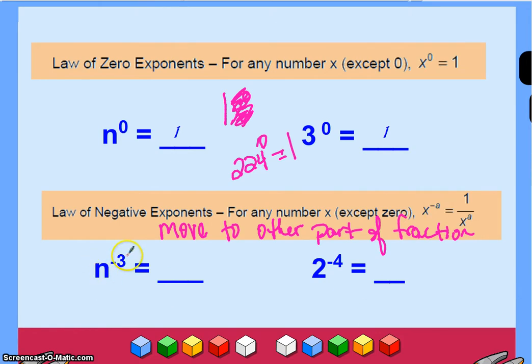So if you had n to the negative 3, in order to move it, you've got to think of it as a fraction. So think of it as n to the negative 3 over 1. This is going to move to the bottom. So the bottom is now n to the positive 3. The key here is you can't leave the top of your fraction empty, so you put a 1 there just as a placeholder. So 2 to the negative 4, think of that as being over 1. It has to go to the bottom, so it becomes 2 to the positive 4 on the bottom, and you have a 1 on top. We will deal more with negative exponents tomorrow.